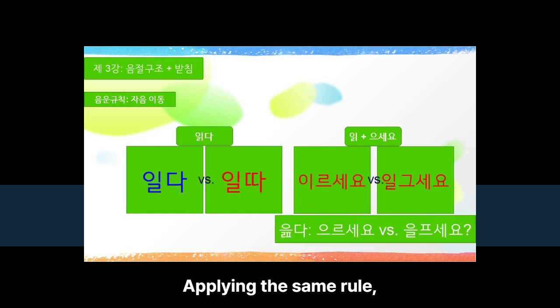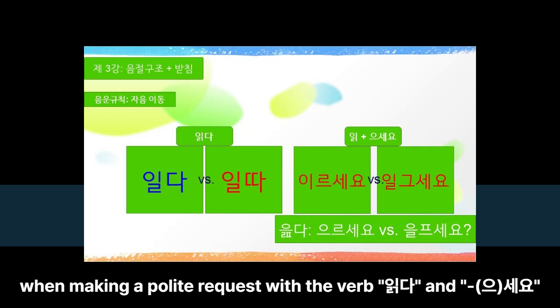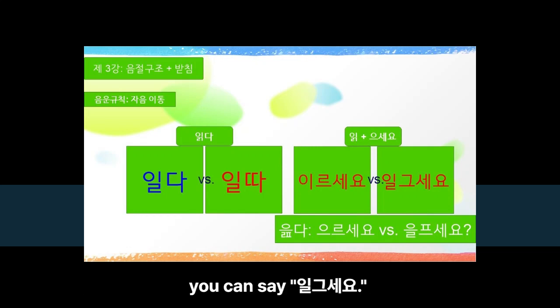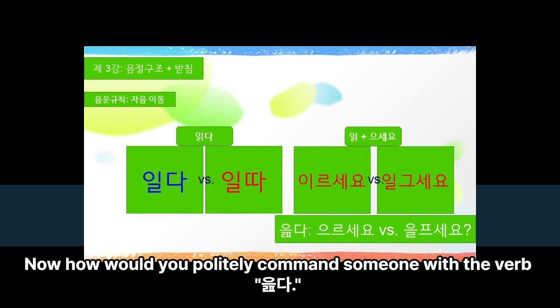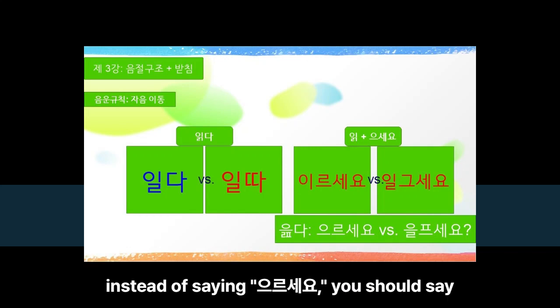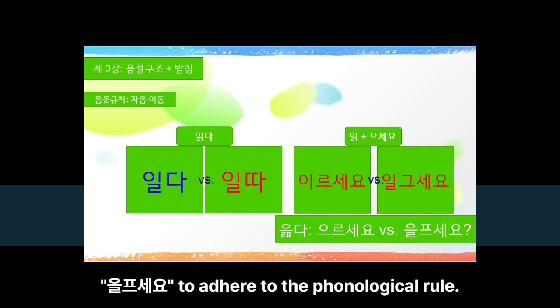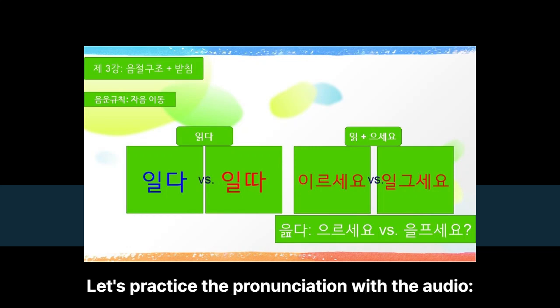Applying the same rule, when making a polite request with the verb ikta and euseo, you can say ilgueseo. Now, how would you politely command someone with the verb yupta? Instead of saying irueseo, you should say yulpueseo, to adhere to the phonological rule. Let's practice the pronunciation with the audio.